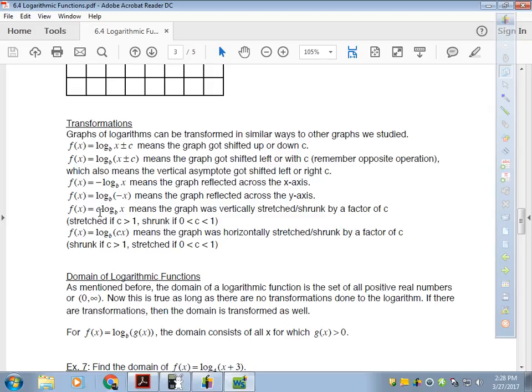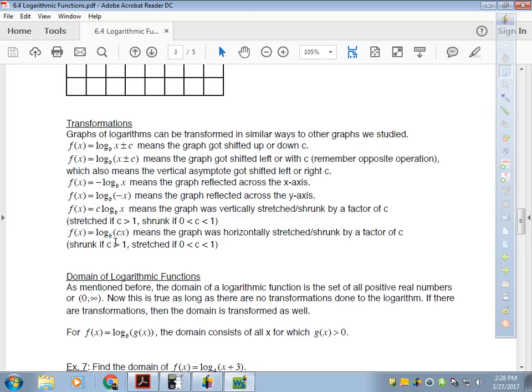A number c multiplied out front of the logarithm will cause a vertical stretch or shrink. It will be a vertical stretch if the c is bigger than 1, a vertical shrink if the c is between 0 and 1. And then, if you have a number c being multiplied inside the parentheses, inside the logarithm, then that's going to cause a horizontal stretch or a horizontal shrink. Remember, it's opposite of what you would expect. So if the c is bigger than 1, it will actually shrink the graph. It will divide it by that number c. And if c is between 0 and 1, it will actually stretch the graph when it divides by that number.